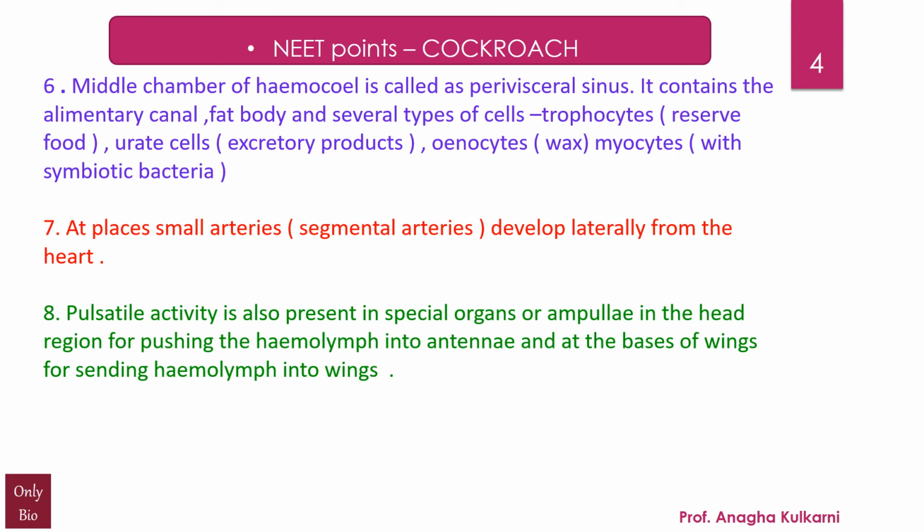Next, at places, small arteries, that is segmental arteries, develop laterally from the heart. Next, pulsatile activity is also present in special organs or ampullae in the head region for pushing the hemolymph into the antennae, and at the base of the wings for sending the hemolymph into the wings. Next, cockroaches have 49 heartbeats per minute.